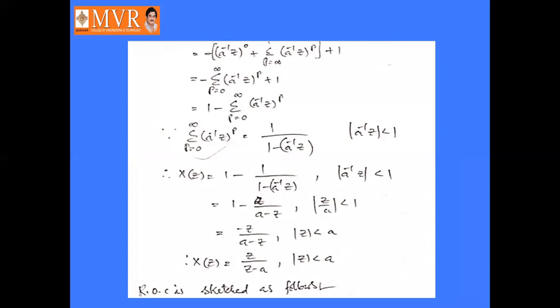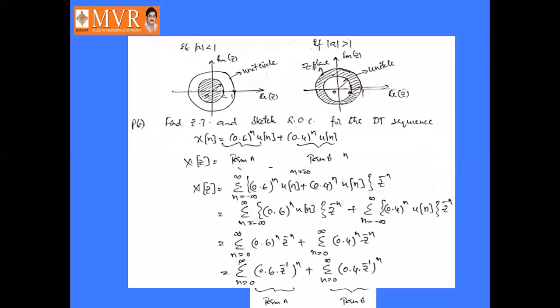Okay. First of all, we will solve sigma p equal to 0 to infinity of (a power minus 1 into z) whole power p, that is 1 by 1 minus a power minus 1 into z, with mod a power minus 1 into z less than 1. So its solution is z by z minus a with mod z less than a. So ROCs will be drawn like this, if a is less than 1, and if a is greater than 1, then it is this ROC.